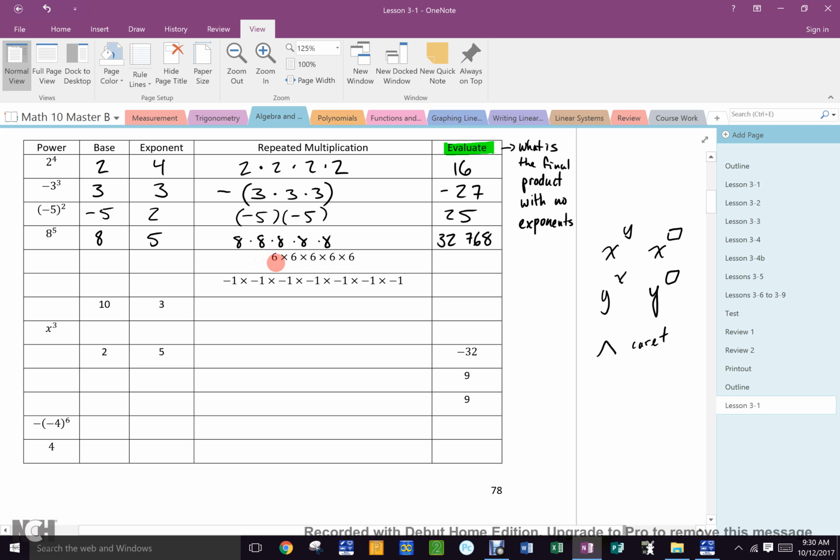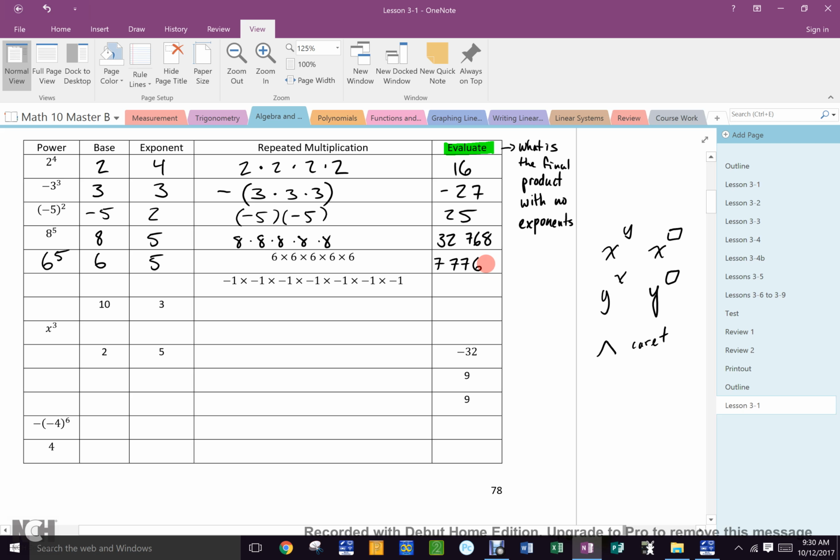Okay, how many 6s are there? 5. So what's the exponent? What's the base? What's the power? 6 to the 5th. What's the answer? 7,776.